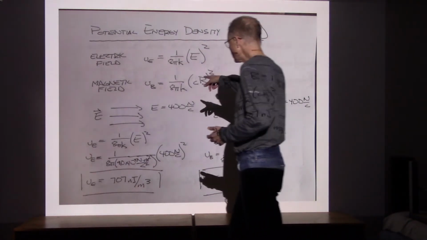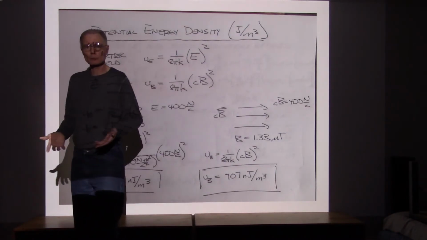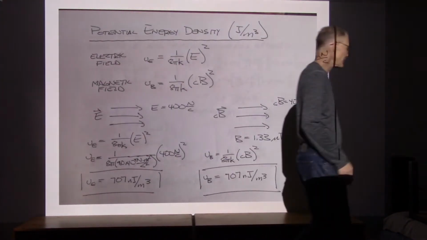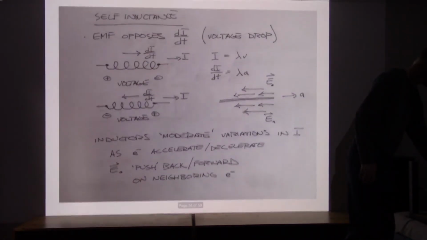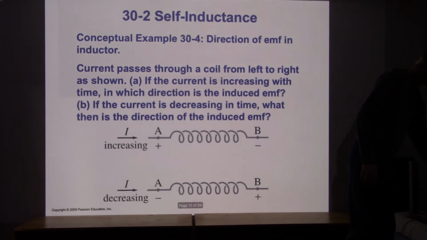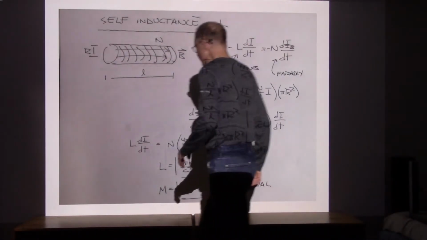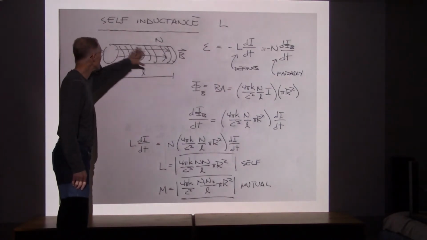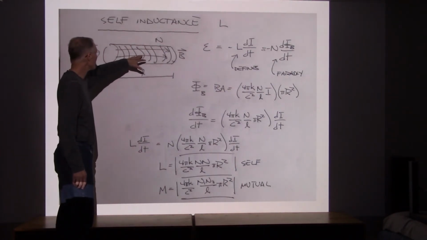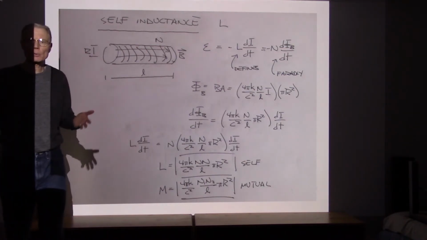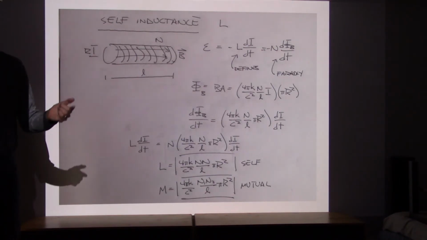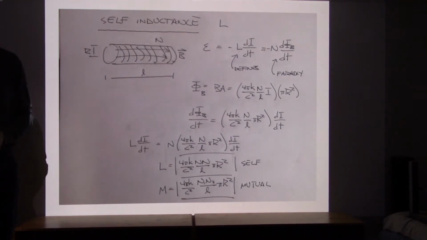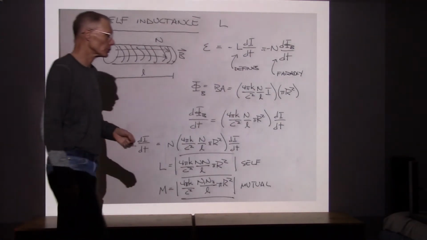And this potential energy density figures in with our inductors. When we have an inductor in a circuit, we get magnetic field energy stored within that inductor. To find the total amount of energy, we can do an energy density calculation and then multiply by the volume. Multiplying by the volume will tell us the amount of energy stored in the inductor.